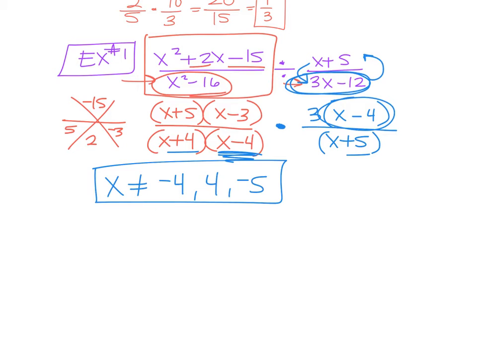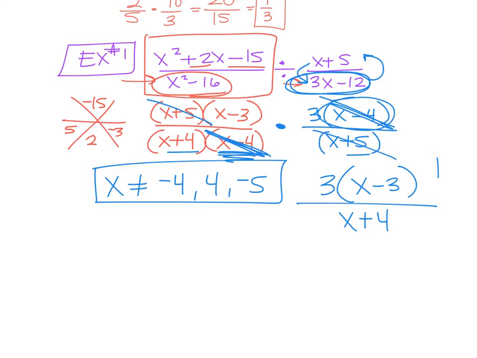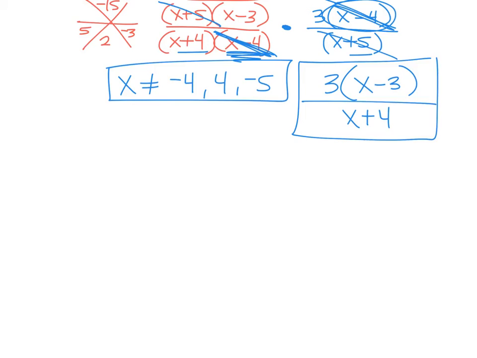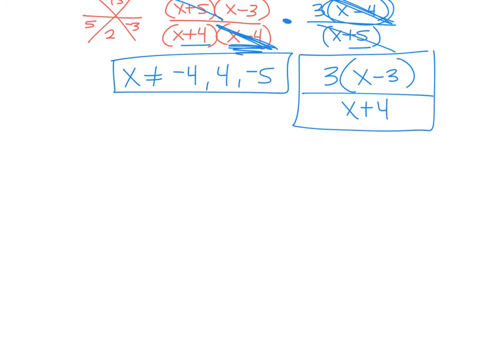And now, when you do this, you end up with some slashing, x plus 5 and x plus 5, x minus 4 and x minus 4. So what you're left with is a 3 and x minus 3 over an x plus 4. You with me, ladies? You're going to want to know how to do this. Questions on that? All right, second one.